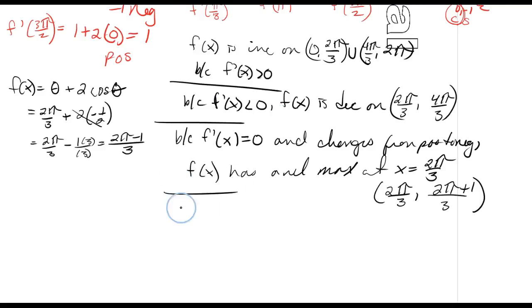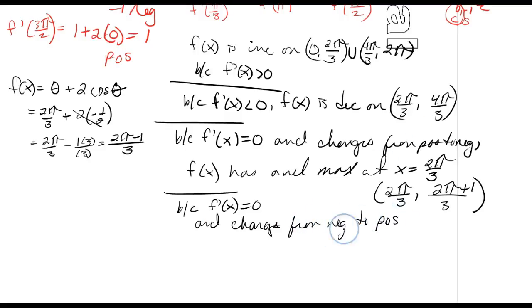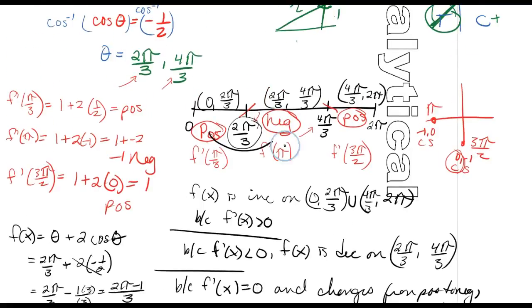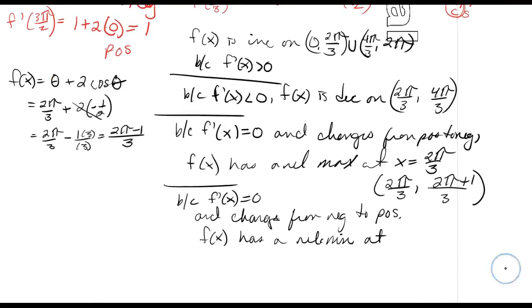And finally, because the derivative equals 0 and changes from negative to positive, f of x has a relative minimum. I check to see, does my derivative change from negative to positive? It does go from negative to positive across 4 pi over 3. x equals 4 pi over 3. And then I need to find my y value.